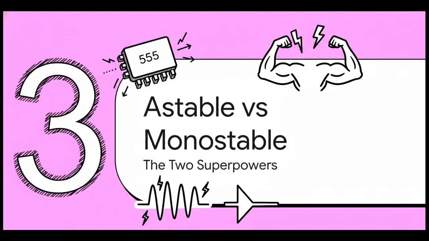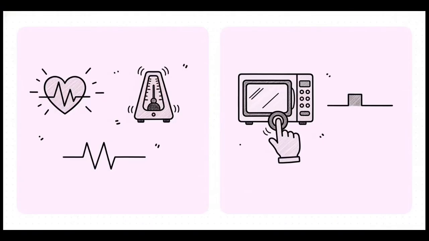All right, Section 3, astable vs monostable modes, the 2 superpowers. The 555 basically has 2 main operating modes. Astable mode acts as a free-running oscillator. Think of it like a continuous heartbeat or a metronome. It just switches on and off automatically without you needing to push anything.